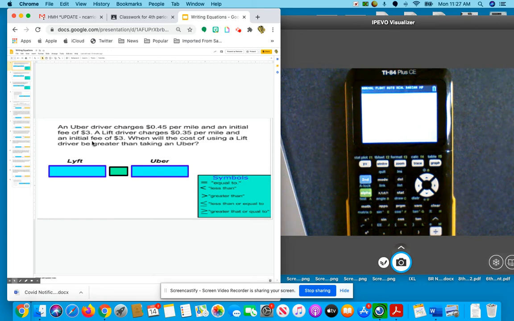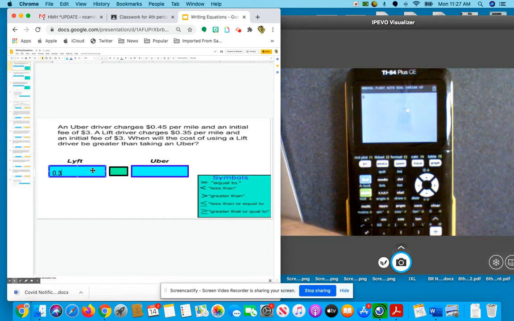Okay, and so what we're going to do is for the Lyft driver, we're going to put the quantities that go with Lyft driver when writing an equation. It says a Lyft driver charges 35 cents per mile, and so we're going to go ahead and put 0.35. And since it says per mile, that means for each mile, we're going to put X behind it. And then we're going to put plus another $3 for the initial fee.